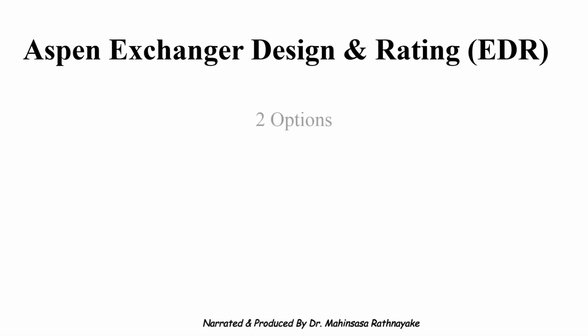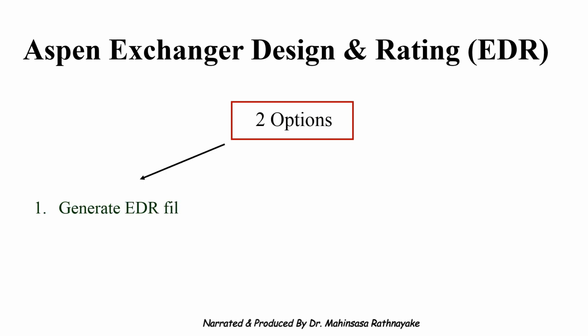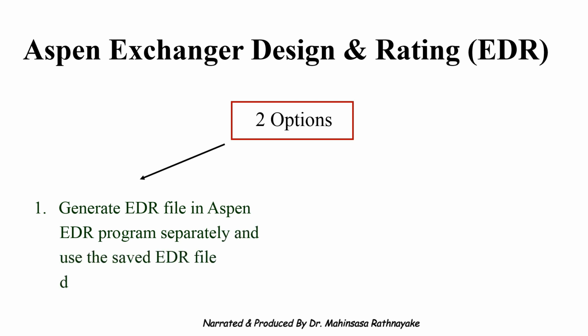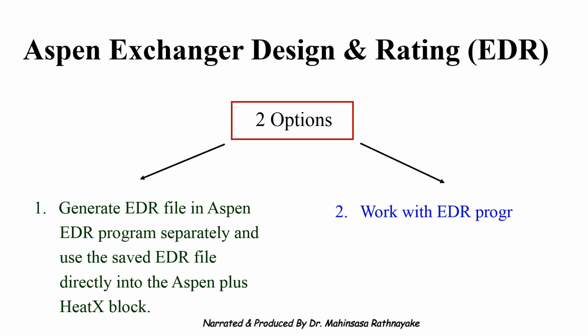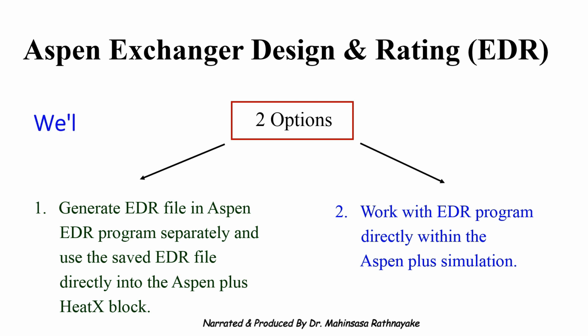There are two methods to simulate heat exchanger geometry. The first option is generating the design in the EDR program and using the saved design file directly in the Aspen Plus HeatX block. The second option is working with the EDR program directly within the Aspen Plus simulation. In this example, we will see the first option.